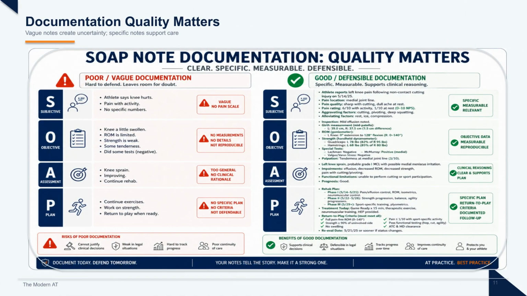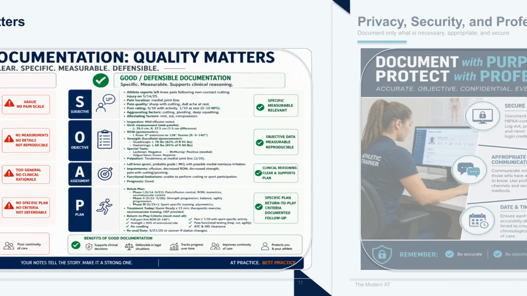Documentation quality matters. Poor notes are vague, lack measurements, or feature unsupported assessments and unclear plans, making them hard to defend. Good documentation is specific and measurable, includes clinical reasoning, and leads to a specific plan. Ask if another clinician could continue care safely based on your note. If not, add specific data and rationale.